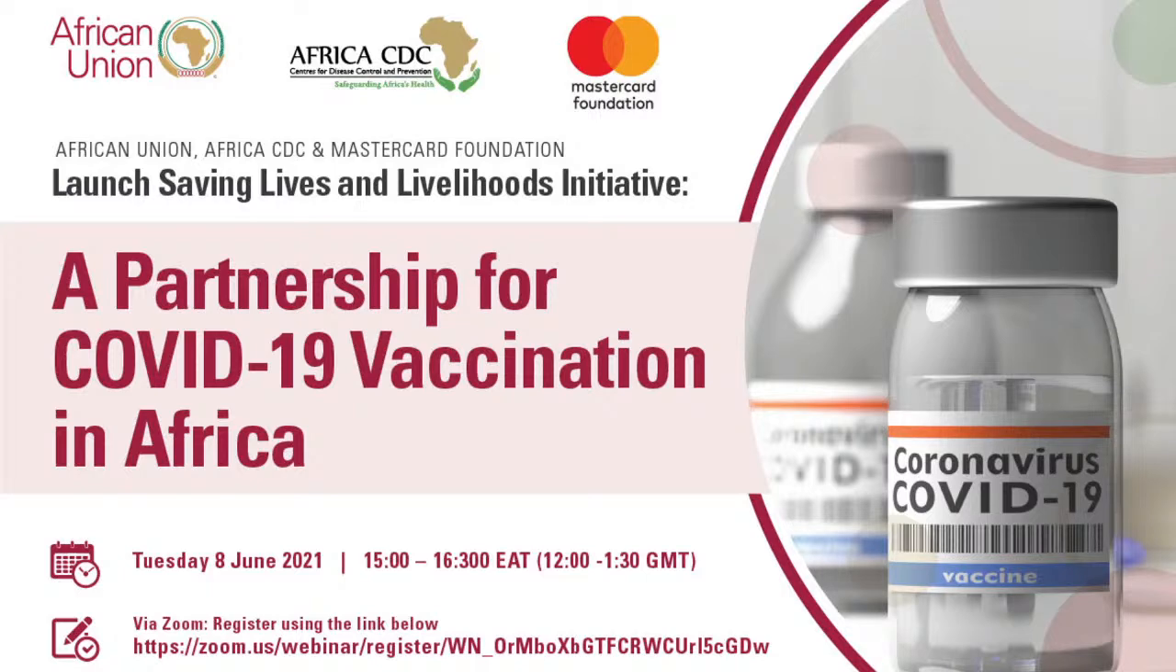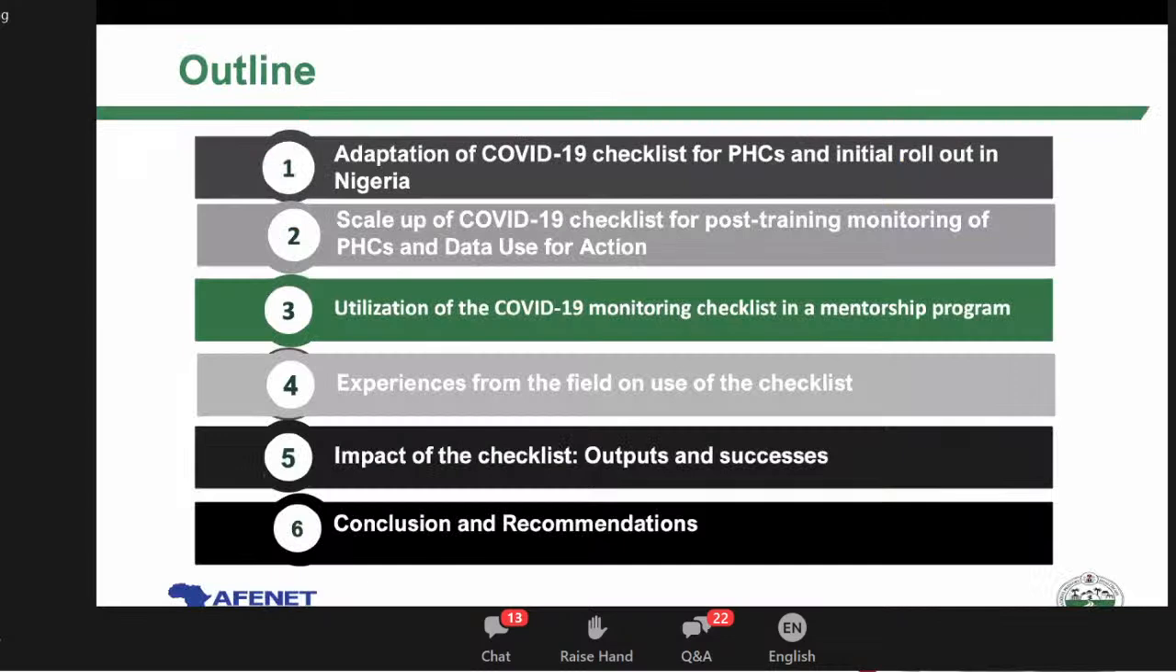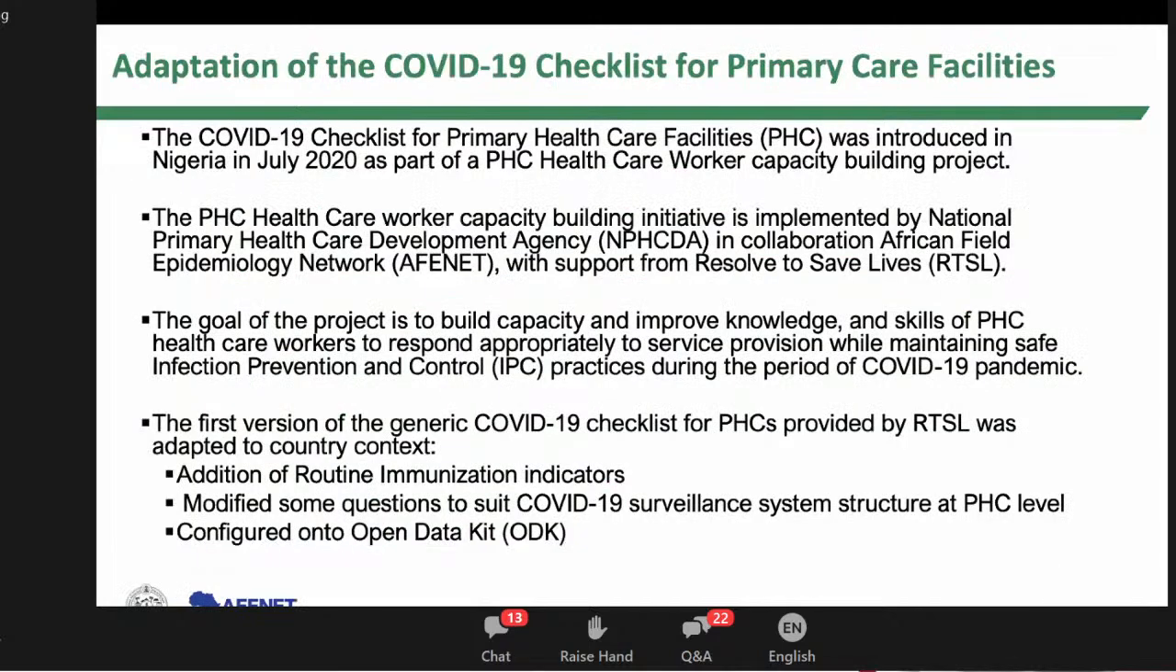So I'm going to take you through the Nigeria experience, going through the COVID-19 checklist for PHC facilities in action. The outline will look at the adaptation of the COVID-19 checklist for PHCs and the initial rollout in this country, and the scale-up of the COVID-19 checklist for post-training monitoring of PHCs and data use for action. We'll also look at utilization of the COVID-19 monitoring checklists in a mentorship program, experiences from the field, impact of the checklist outputs and successes, conclusion and recommendations.